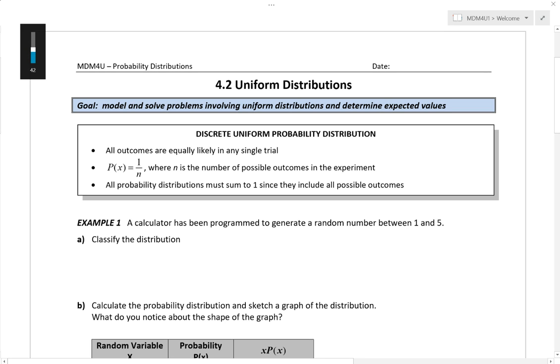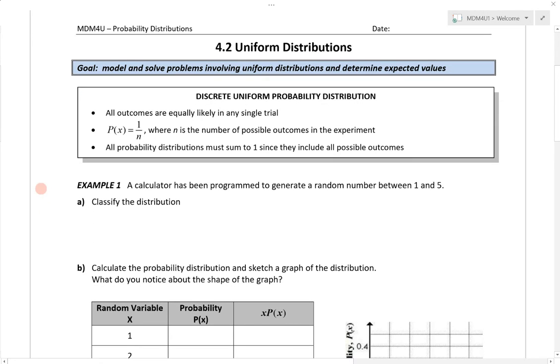Okay, 4.2 uniform distributions. So in continuation of our study of probability distributions, this is going to be one of the types that we're going to be looking at in this section. So what's a uniform distribution? Well, these are distributions where all outcomes are equally likely in a single trial. The probability is equal to 1 over n, and n is the number of possible outcomes in the experiment.